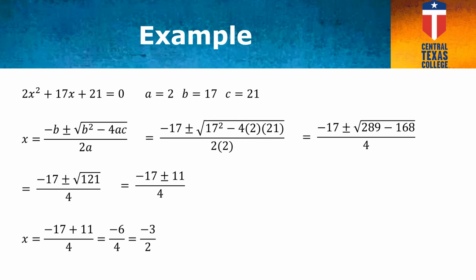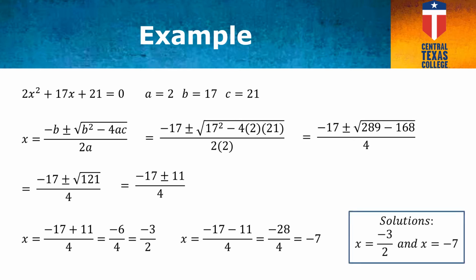So our first solution is negative 17 plus 11 all over 4, which simplifies into negative 3/2. And our second solution is negative 17 minus 11 all over 4, which simplifies into negative 7. So our two solutions are x equals negative 3/2 and x equals negative 7.